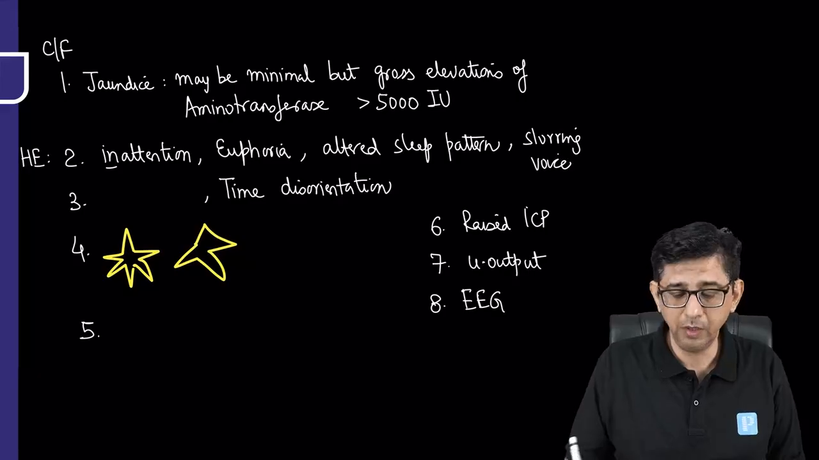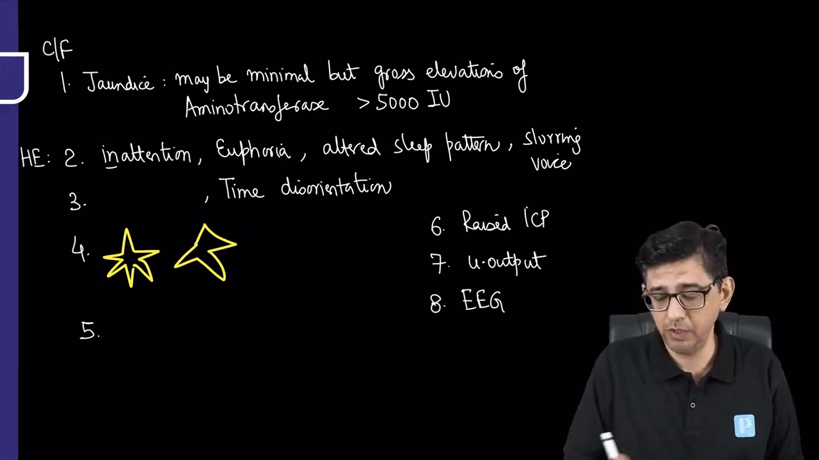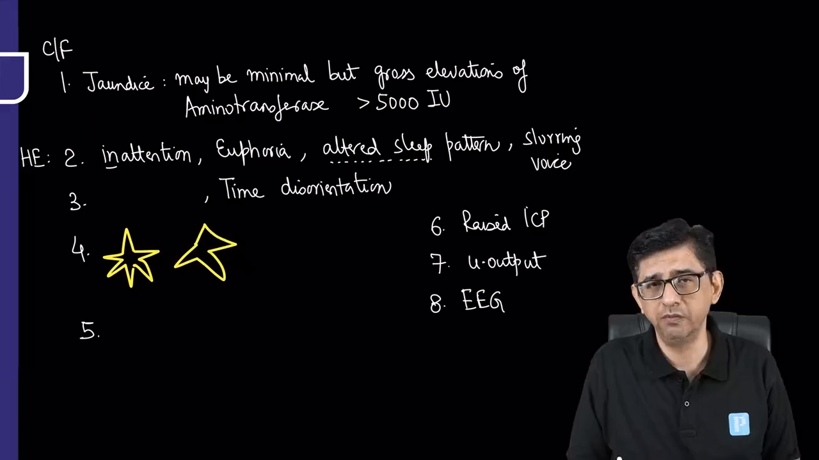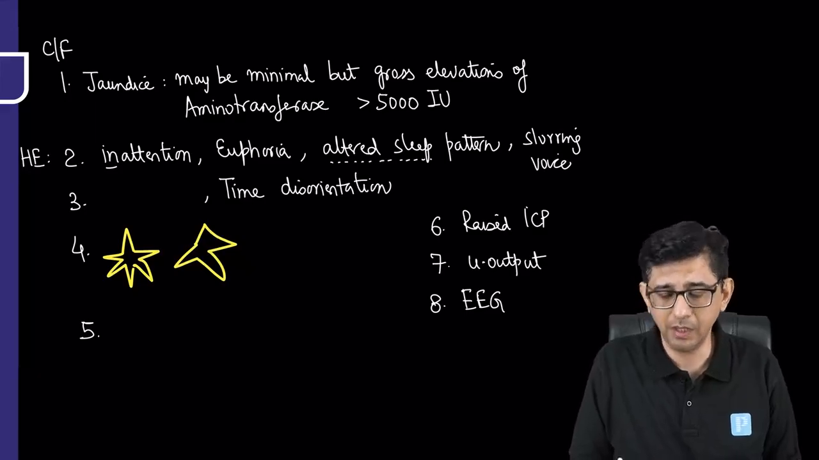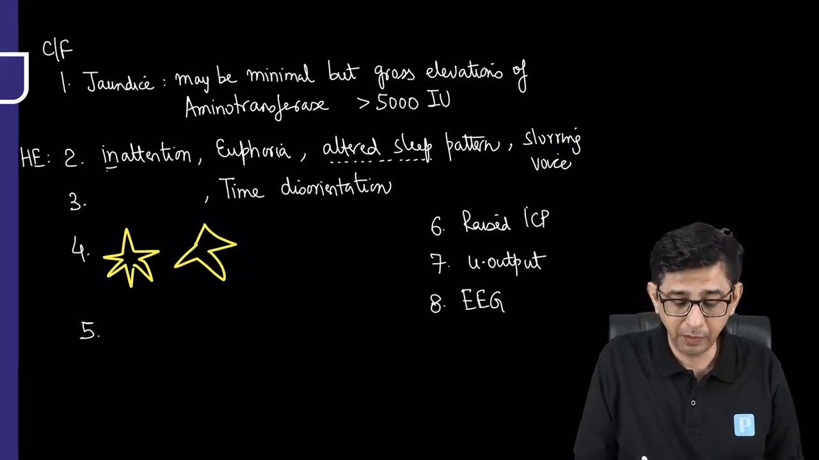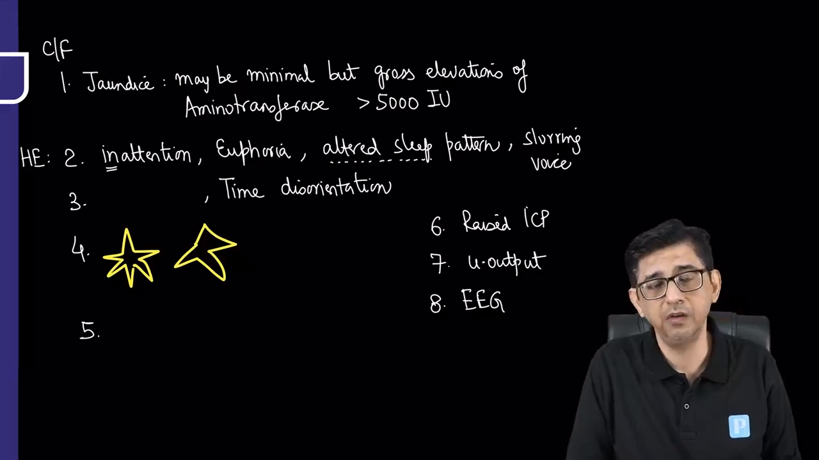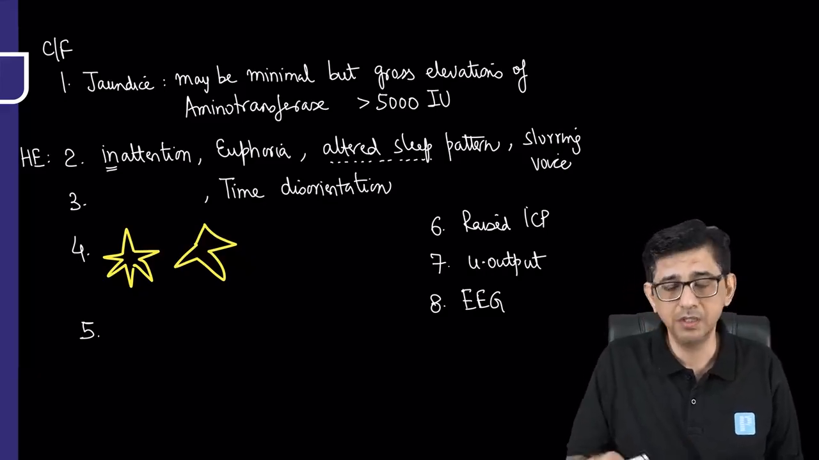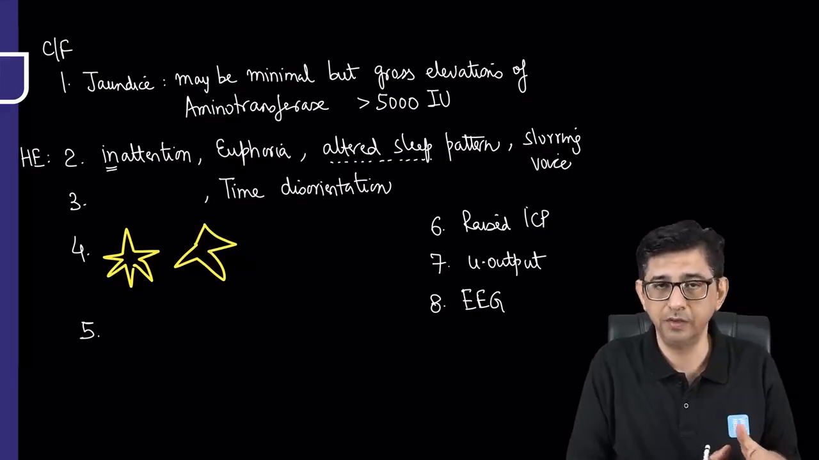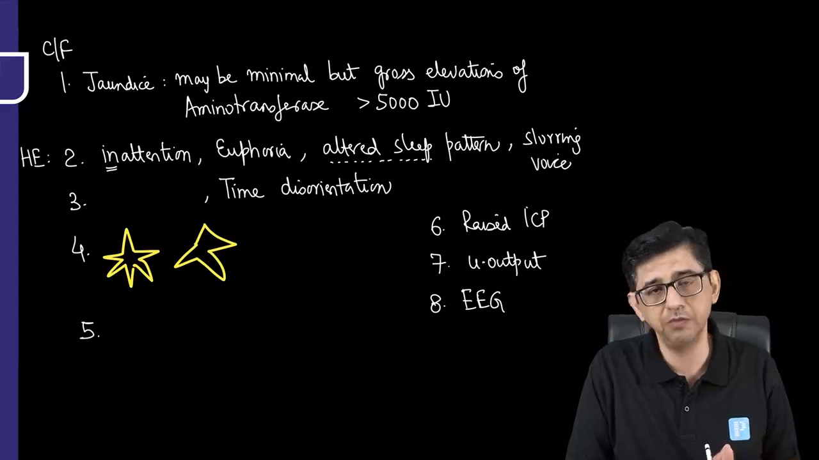And then one of the early manifestations of hepatic encephalopathy is altered sleep pattern. A lot of MCQs will ask you what the early manifestation is. You see, inattention and euphoria are very non-specific, in the sense that if there is a party in my house, I would be euphoric, I'll be happy. And if I am distracted because of some personal problem, I might have inattention as well. But altered sleep pattern is like he is awake the whole night and sleeping the whole day. That's one of the early manifestations.